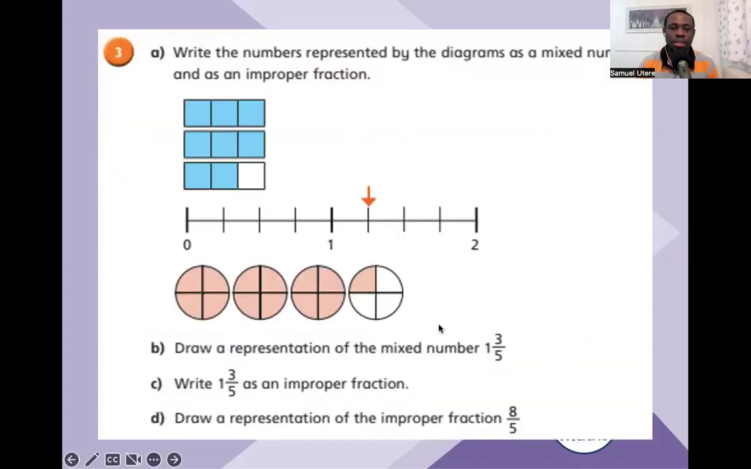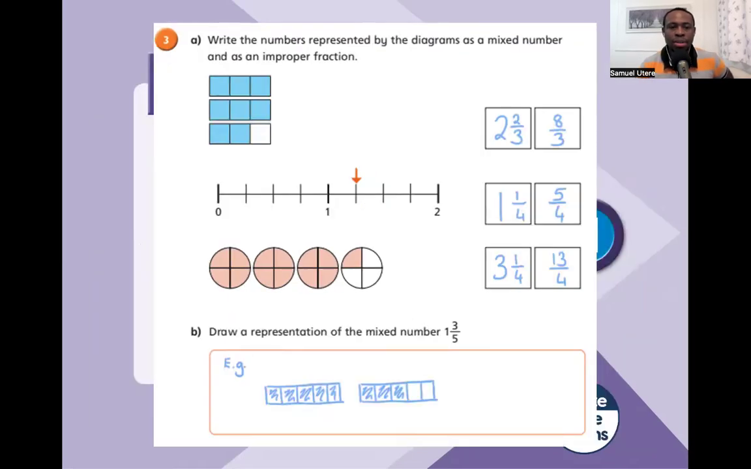Pause the video and answer question 3 in 3 minutes. Assuming you've paused the video and you've answered question 3, here are the answers. Let's discuss them. For question 3, you're asked to write the numbers represented by the diagrams as a mixed number and as an improper fraction.